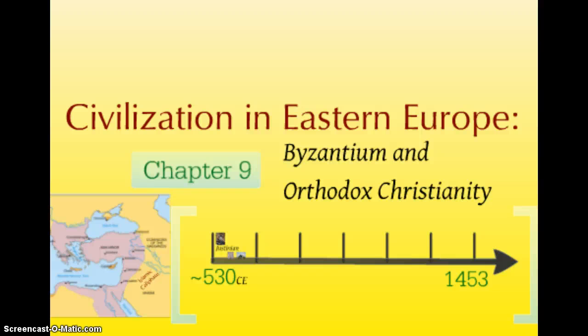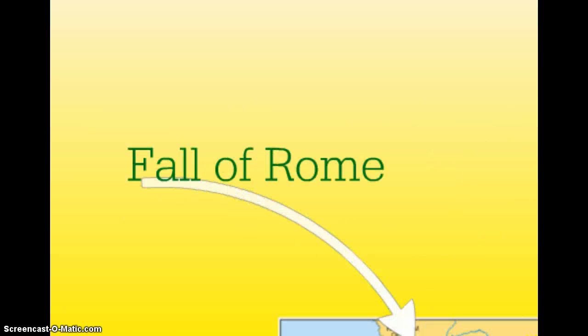So, chapter 9, Byzantium. When Rome falls, we're talking about the Western Roman Empire.